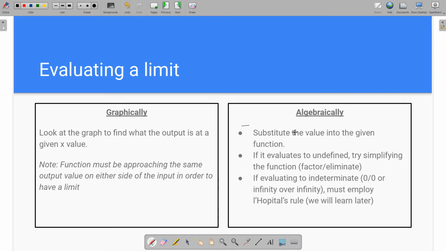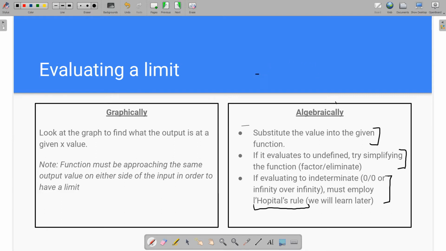If we're talking about algebraically, first off, try substituting the value in, like I did on the first slide there. And if you get a number, awesome, you can move on to the next question. If you're getting an error, like dividing by 0, then you want to try factoring and eliminating common factors. If you are still getting an error, specifically an error of 0 over 0 or infinity over infinity, we're going to employ something called L'Hopital's rule, which we'll learn a little bit later in a few lessons.